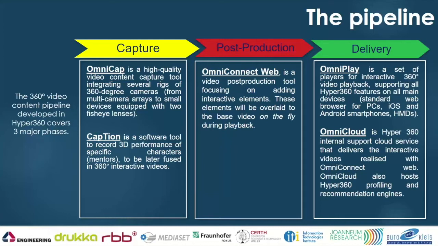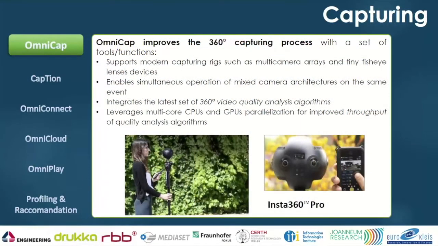And then in the delivery and play out phase, we have first of all the OmniCloud, which is the backbone cloud service for providing all these services. And then we have the OmniPlay, which is a tool, a set of players for a variety of platforms like PCs or smartphones and so on. So more information for each of these tools.